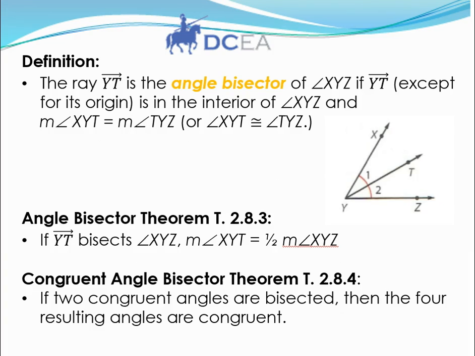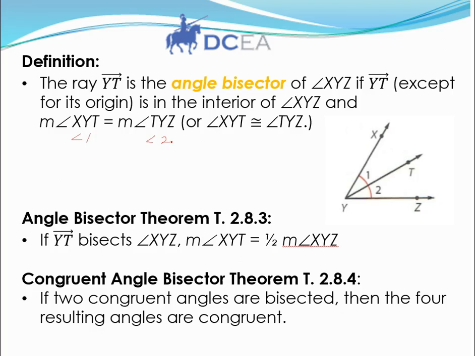Another definition, the ray YT is the angle bisector of the larger angle XYZ if that ray YT is in the interior or inside of the angle XYZ, and the measure of these two angles, XYT, which on your drawing is angle 1, equals the measure of TYZ, angle 2. They're also congruent to each other.